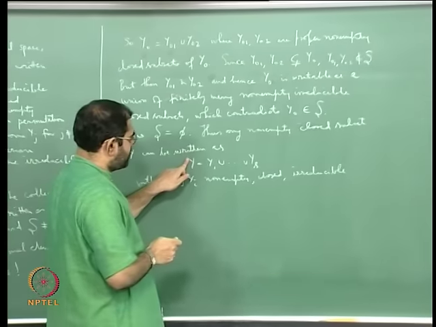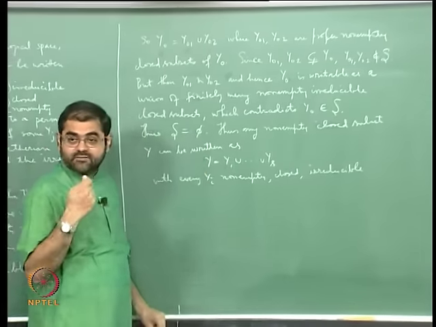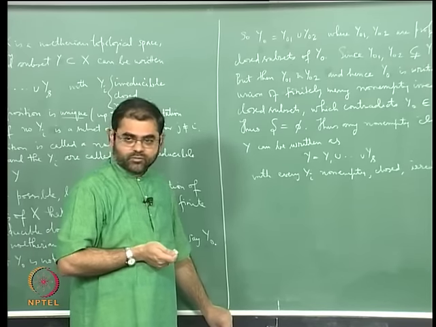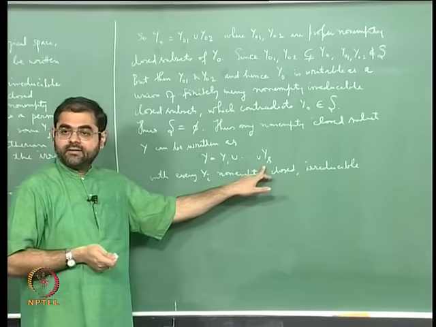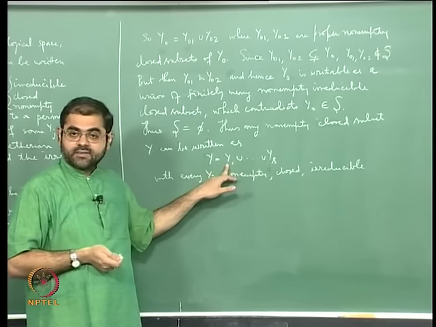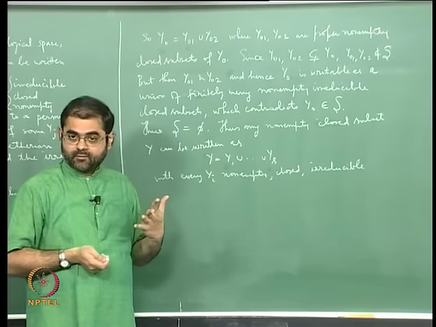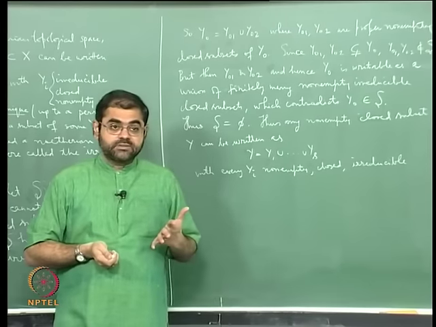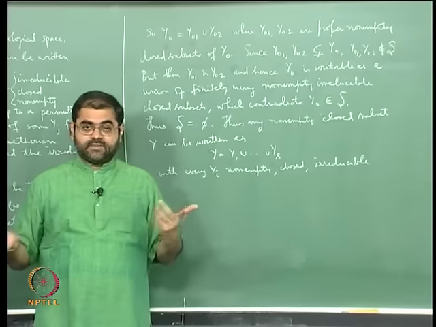So now, of course, if some Yi is contained in some other Yj, you can throw the Yi out. So you can assume without loss of generality that no Yi is contained in any other Yj. And then what the theorem says is that with that assumption, this decomposition is unique. That's what we're going to prove next.